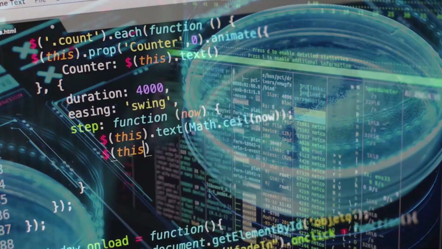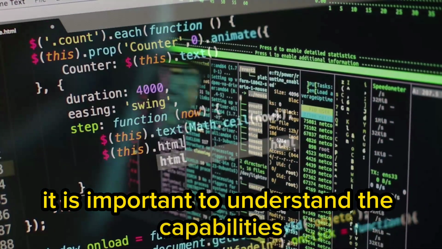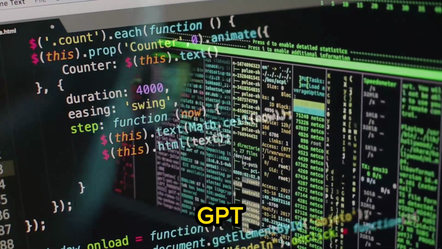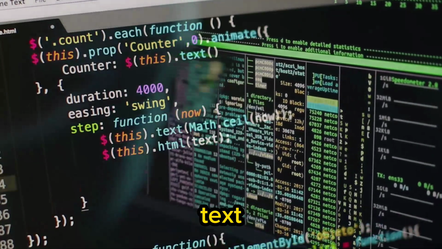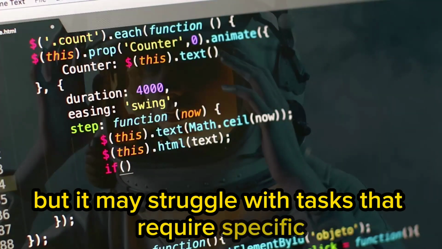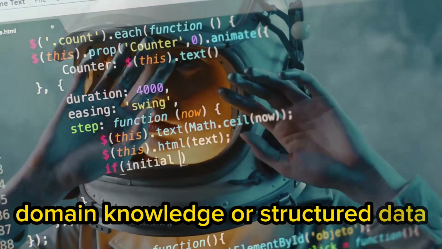Understand the model. It is important to understand the capabilities and limitations of the model you are working with. For example, GPT-3 is good at generating text that follows a given prompt, but it may struggle with tasks that require specific domain knowledge or structured data.